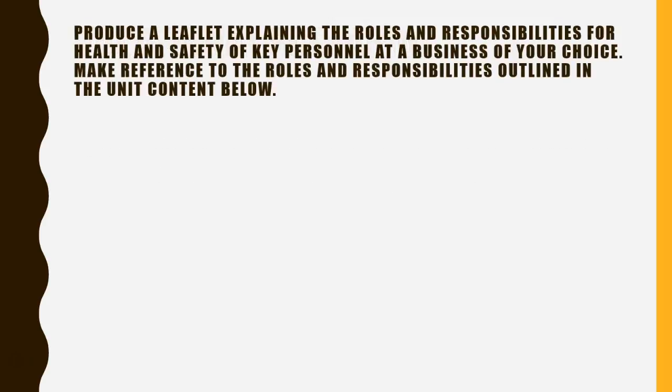So the first part is to produce a leaflet explaining the roles and responsibility for health and safety of key personnel at a business of your choice. Make reference to the roles and responsibilities outlined in the unit content below. In terms of the key personnel, you can find that on the help sheet that was given to you earlier on. And in terms of their responsibilities, it's worth looking at that help sheet and also the textbook pages, which are also referenced in that help sheet.